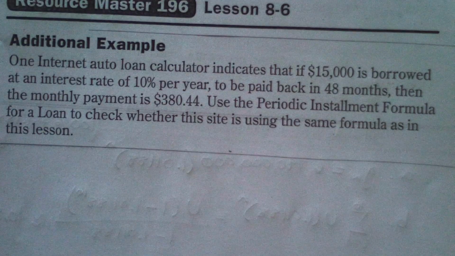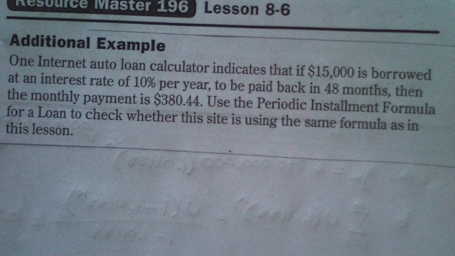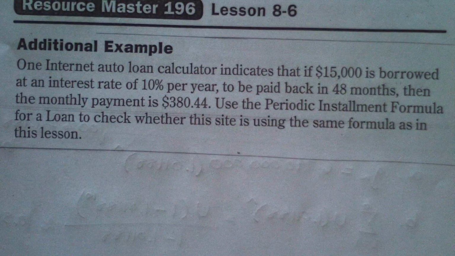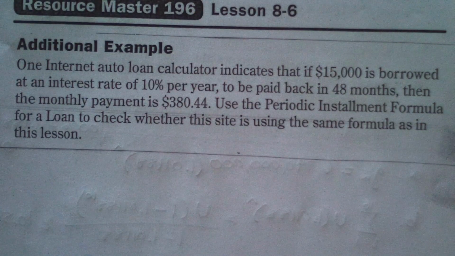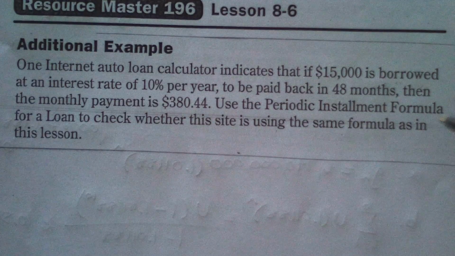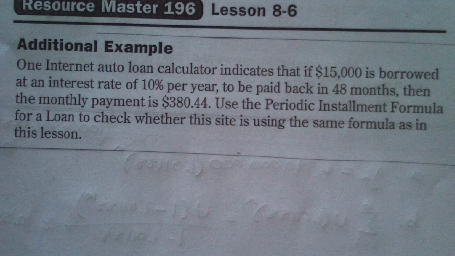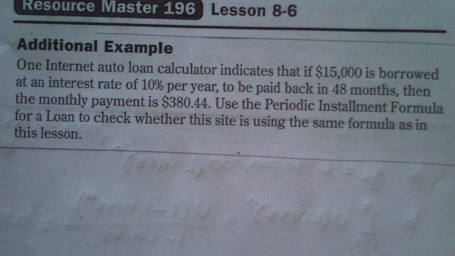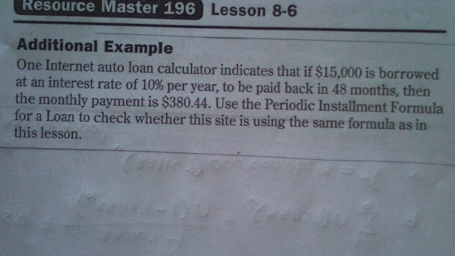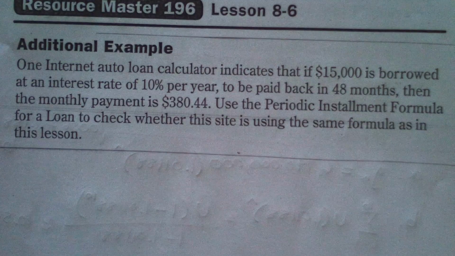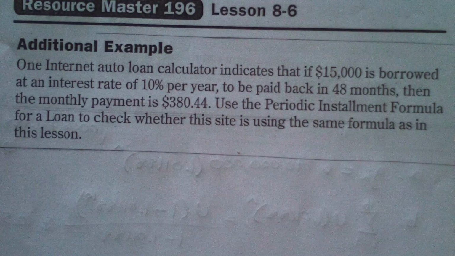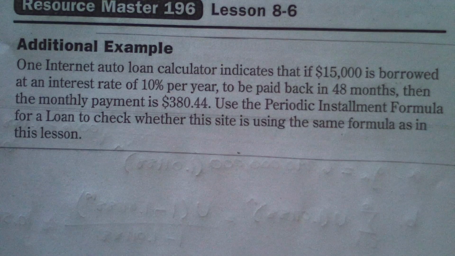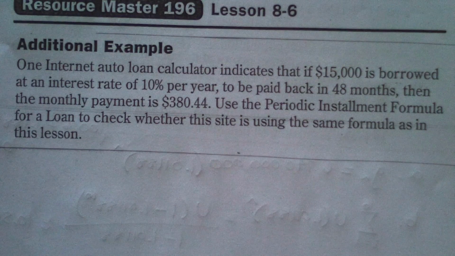They basically did it out, and then we're supposed to double check that the bank's calculator did it correctly. So the auto loan calculator indicates that if $15,000 is borrowed at an interest rate of 10% per year to be paid back in 48 months, which is the same as 4 years, then the monthly payment is going to be $380.44. Then we're supposed to use that periodic installment formula, the one we wrote in our notes, to check whether the site is using the same formula that we're using. Basically we're checking to see if our answer comes out to that.